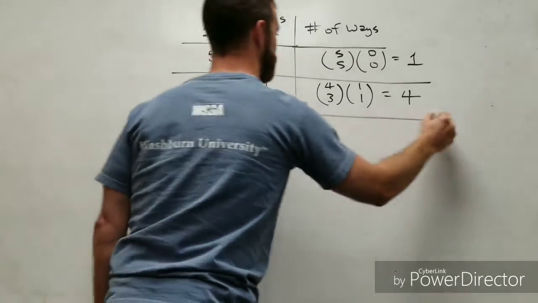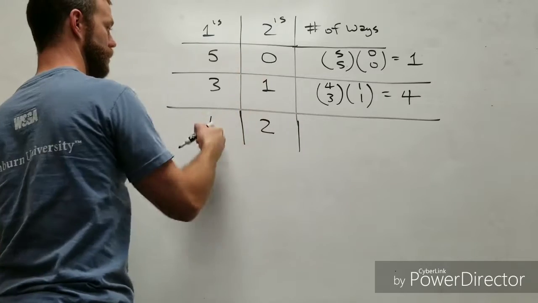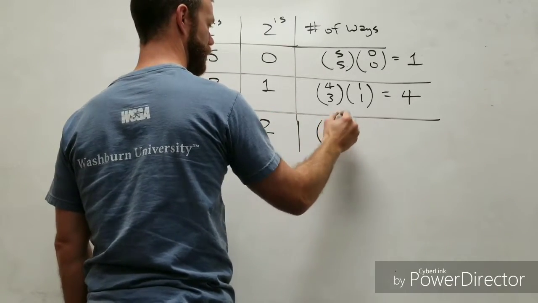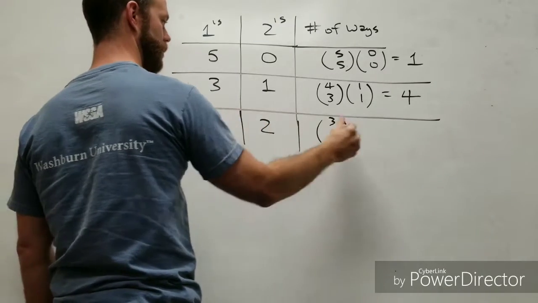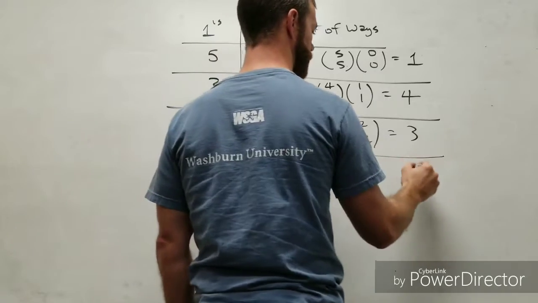Or we can have 1 1 and 2 2s. There's 3 numbers there. 3 numbers, we need to choose 1 1, and then of the 2 remaining, we need to choose 2 2s. That product is 3. Sum those together, we get 8.